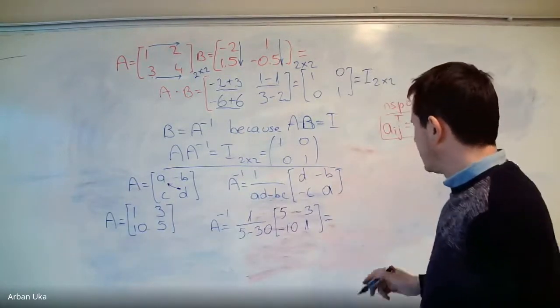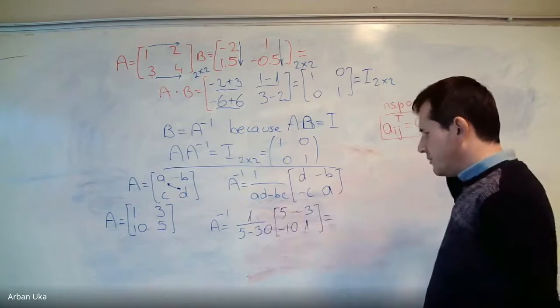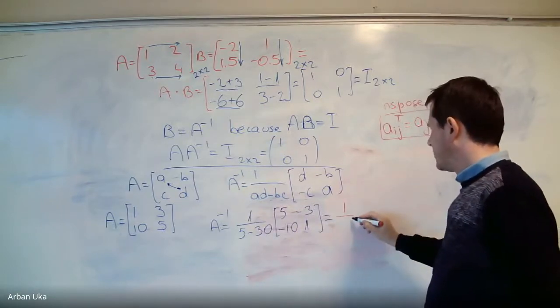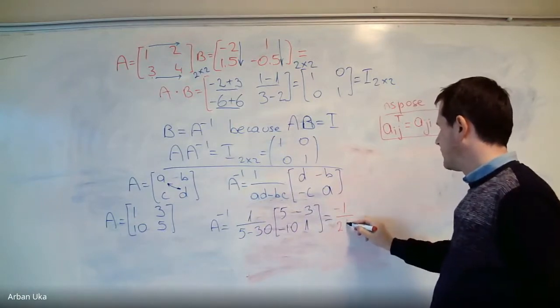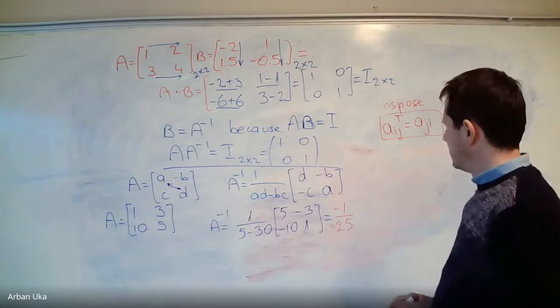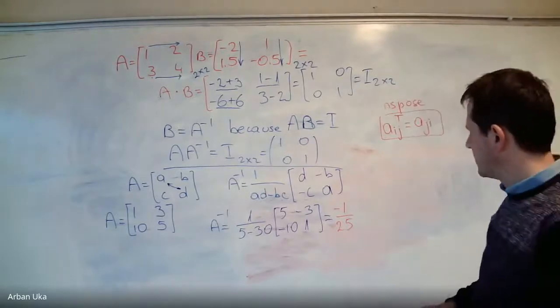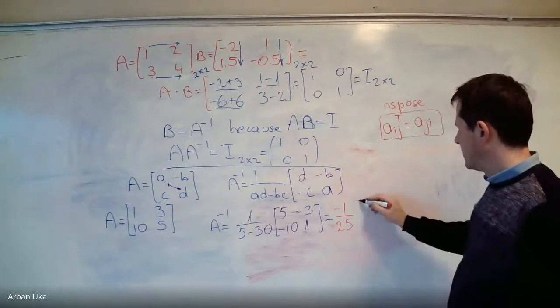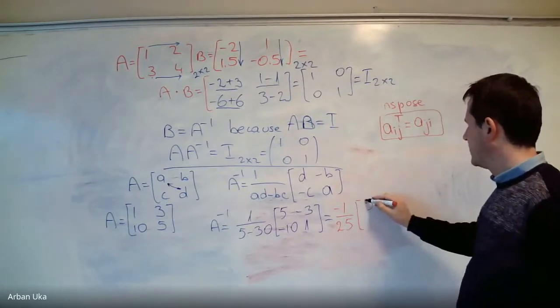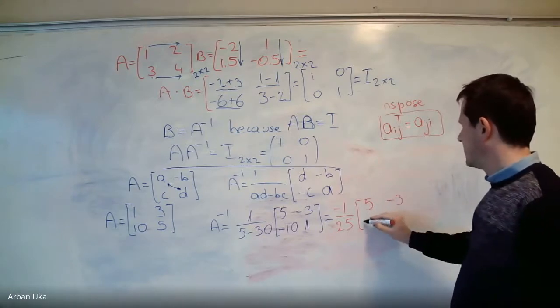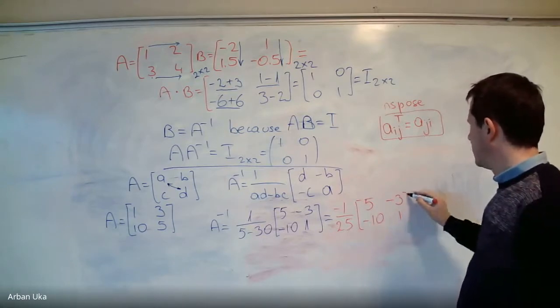So then this is 1 over minus 25, okay? This is 1 over minus 1 over 25. Or you can write this one better, minus 4 over 100. Let's keep it like this for a moment, and then let's rewrite this one. This is 5, minus 3, minus 10, 1.